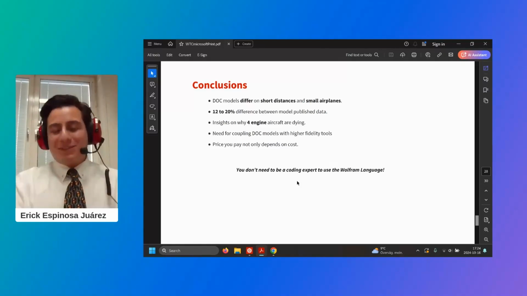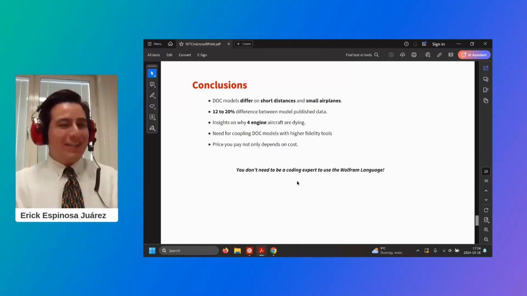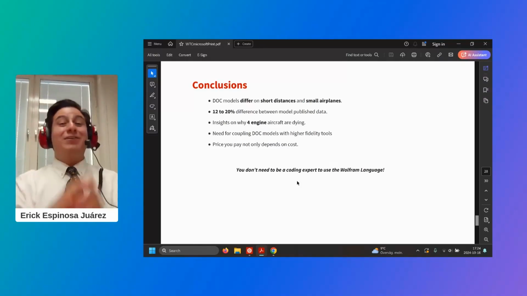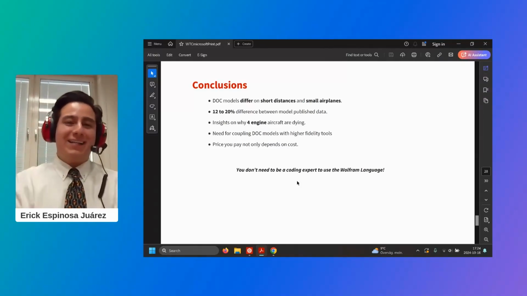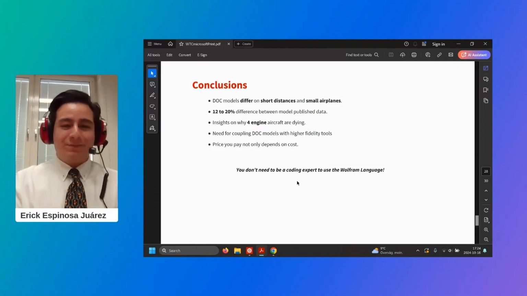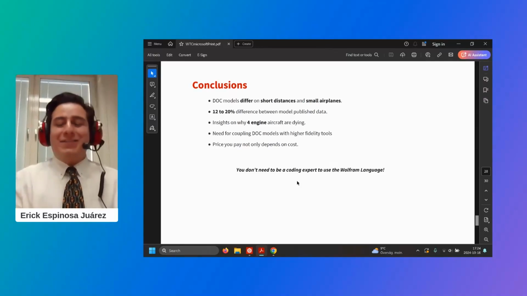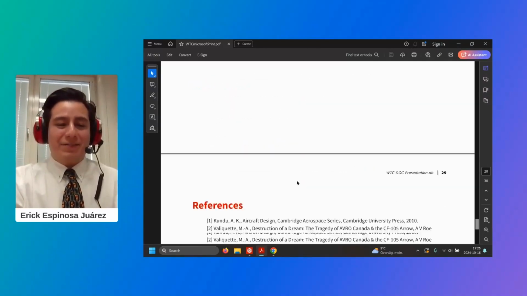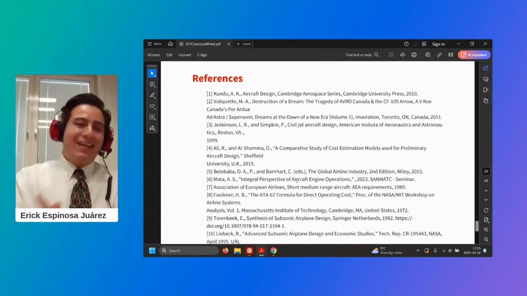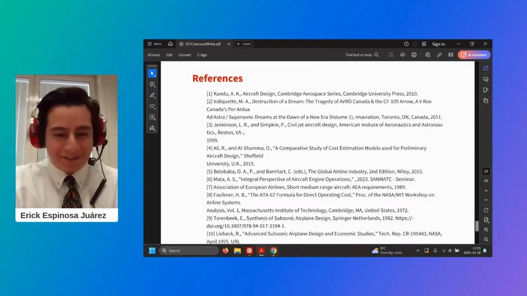And finally, so that you know, the price in which you get your airplane ticket not only depends on costs. There's a lot of stuff involved there behind that obeys more marketing than actual costs. And you don't need to be a coding expert to use the Wolfram language, which was my case. It's quite intuitive and really nice to follow. And with this, I just present a bit on the references and leave the floor open to any questions.